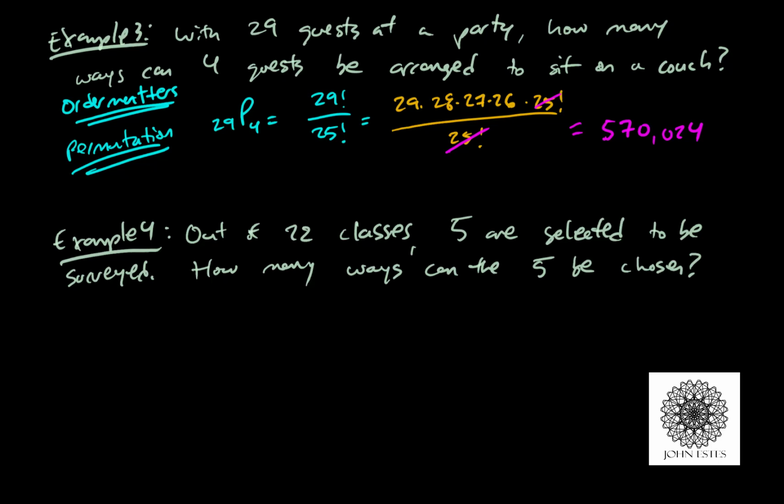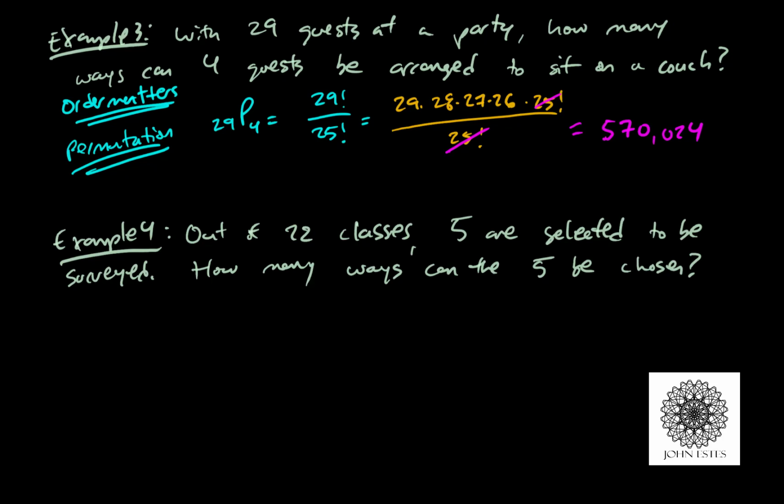All right, now for the second one, we say out of 22 classes, 5 are going to be selected to be surveyed. How many ways can the 5 be chosen? How many ways can you pick those 5 out of the 22? Now let me ask you, does it matter if you're the first or the second class to be chosen?